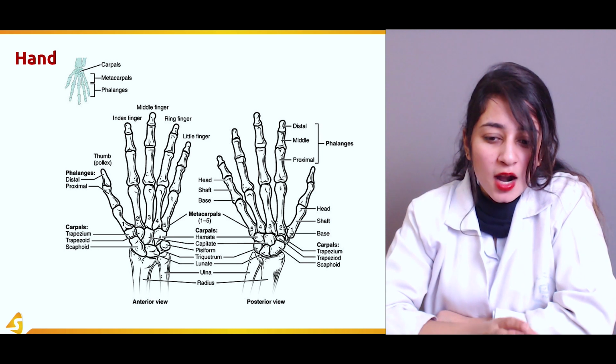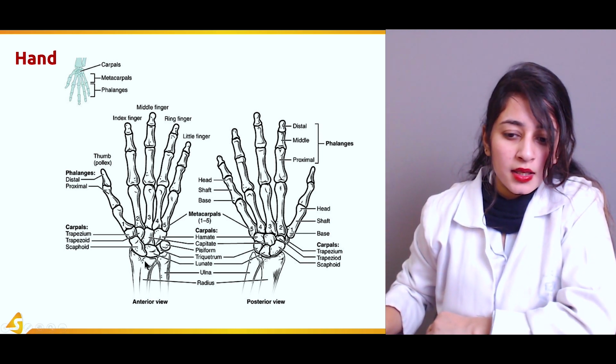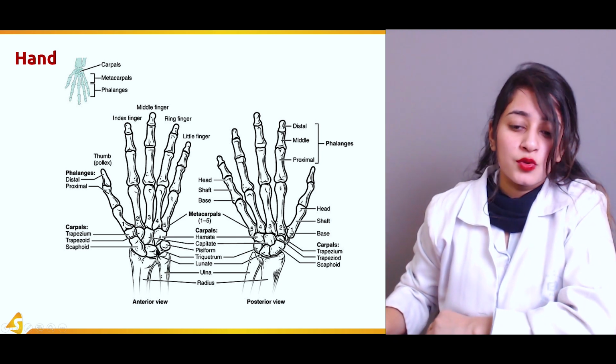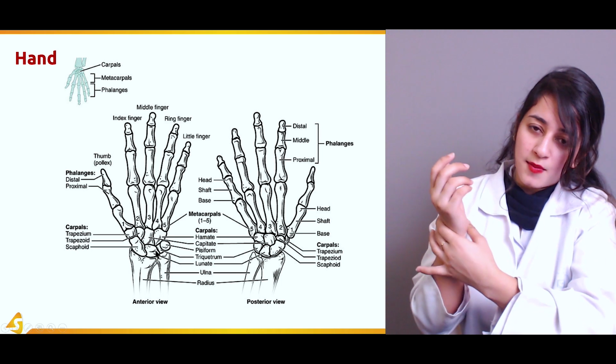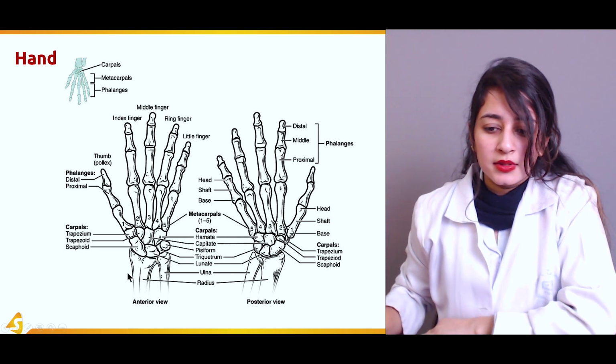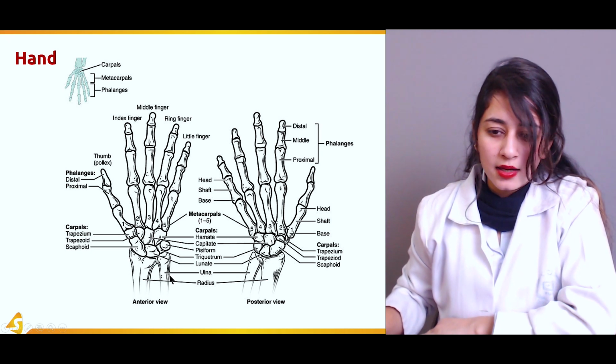8 bones, 8 carpal bones are here. This one. Below it, we are having which joint? Wrist joint. So wrist joint is here. Above that, we are having the carpal bones. This is the radius, and this small little one is ulna.